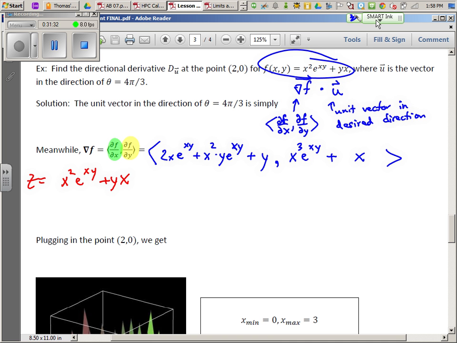Let's go ahead and plug in our numbers, because it's not enough to find the grad vector. You've got to do it at the point 2, 0, see? So let's plug in the numbers. Now this is assumed to be x and y. They didn't give us the z. Why do you suppose they didn't give us the z coordinate?